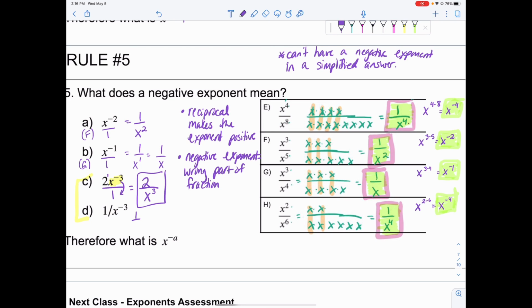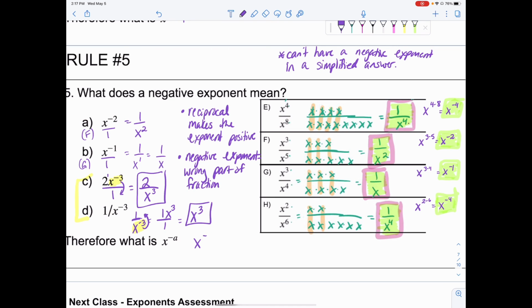And then for D, we have 1 over x to the -3rd. So our 1 is fine where it is. It's going to stay in the numerator. But this x to the -3rd, we have a negative exponent. We need the reciprocal. The reciprocal would move it to the numerator. Right? If we have a negative exponent in the denominator, it's telling us it's in the wrong place. We move it to the numerator, and when we move it to the numerator, the exponent becomes positive. Right? We would have a 1 in the denominator. We don't need the 1 in the denominator, and we also don't need to write the 1 as the coefficient of x cubed, so we could just write x cubed.